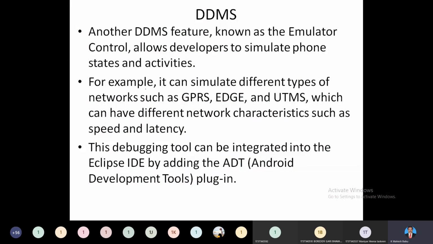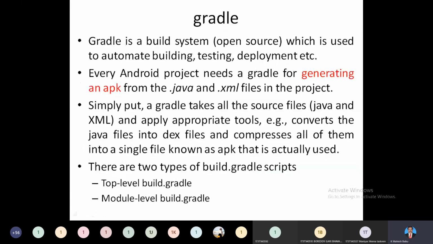It is also known as emulator control, and it can simulate phone calls, activities and so on. Usually we may simulate conditions like GPRS or Edge or other network types. This debugging tool can be integrated with the IDE by means of ADT whenever you are using Eclipse. It comes automatically along with the SDK, so we may find this ADT information inside it. So this is simple information regarding DDMS, and we will work with it whenever you are facing errors, to visualize the log information and everything.